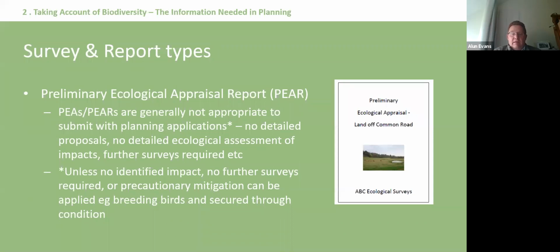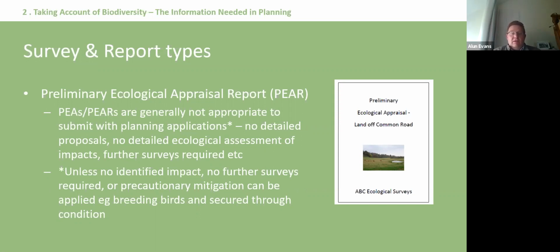But when these PEAs are undertaken, there's usually no detailed proposals. There's no detailed ecological assessment of the impacts to consider, and it will flag up the need for further surveys. So usually you might get the PAR submitted with a further batch of surveys, but probably unlikely that you'll get one of these standalone.